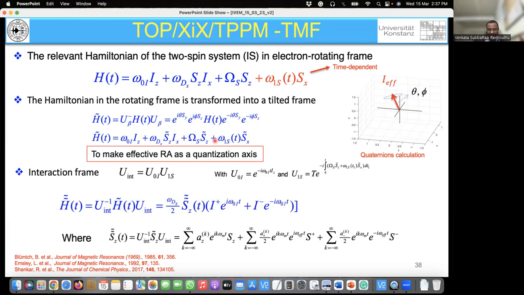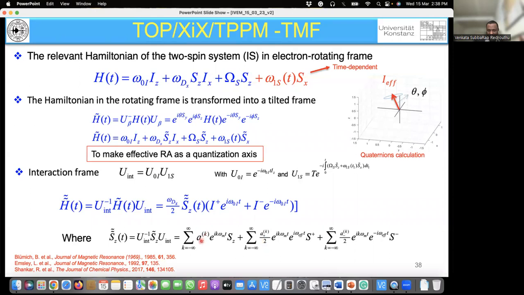Once we tilt it, we transfer it to the interaction frame to find the effective coupling Hamiltonian. This is how the interaction frame is defined here. When we transfer our spin system, the interaction frame is defined with the propagators U0I and U1S. This one concerns the I spin, so you get this time dependence, and this transformation concerns the S spin. In this transformation, S can be written as a time dependent part, as given in this expression.